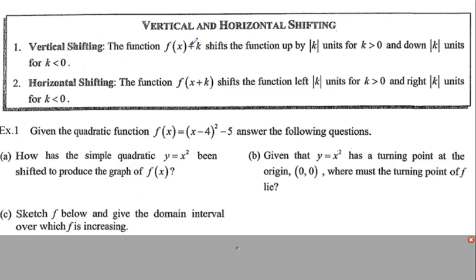Okay, you have a summary of the rules that we know from our previous study in terms of shifting up and down, left and right, keeping in mind that the horizontal shift is a little bit unintuitive, at least it is for me, that when we add something inside the function, it actually shifts it left k units, or the absolute value of k units. And subtracting something in here shifts it right. So see what you can do with this. Pause, play with the recording when you've got some work done.